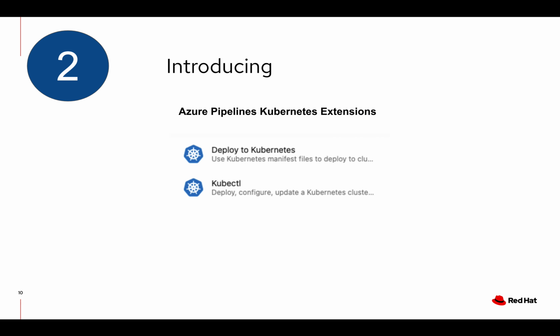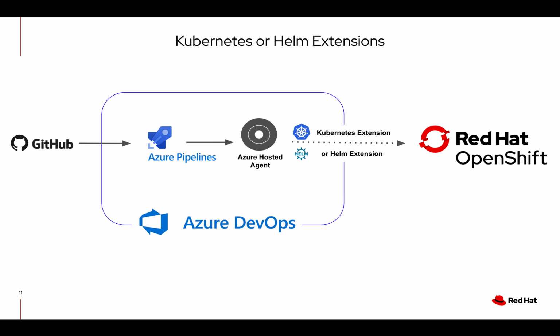So for pattern 2, rather than the OC extension, you could just use the generic Kubernetes extensions present within Azure DevOps. OpenShift supports the kubectl tool as much as the OC tool. And in much the same way we have seen the OC extension work, the Kubernetes extension works in a similar way. The pattern here would be to use the Azure hosted agent, and we would basically use the Kubernetes extension to interact with OpenShift.